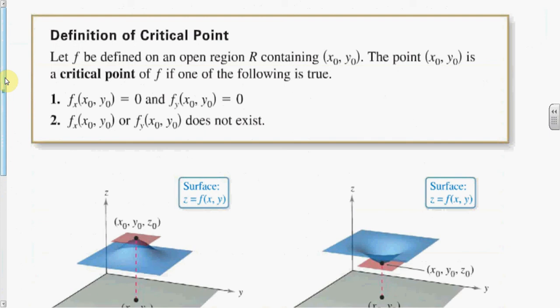You have a critical point that can happen in either two ways. One, that the partial derivatives, when you set equal to 0, you can solve for x naught, y naught, or that the partial derivatives do not exist. And so we say that, very similar to Calculus 1, there exist critical values on those two criteria.